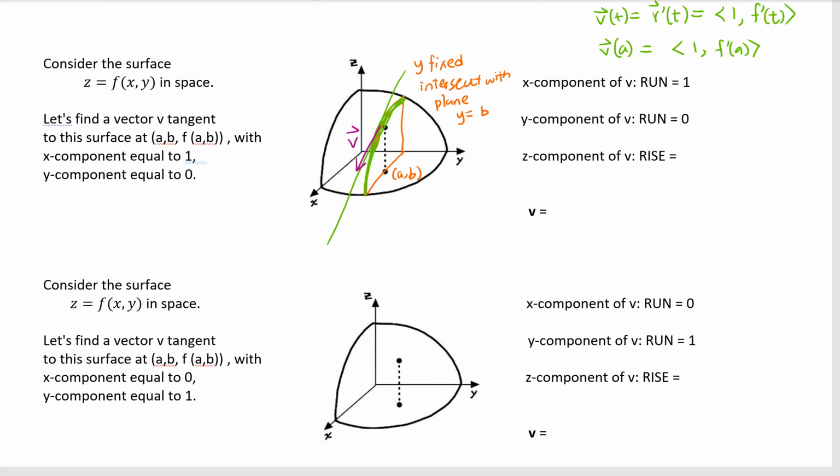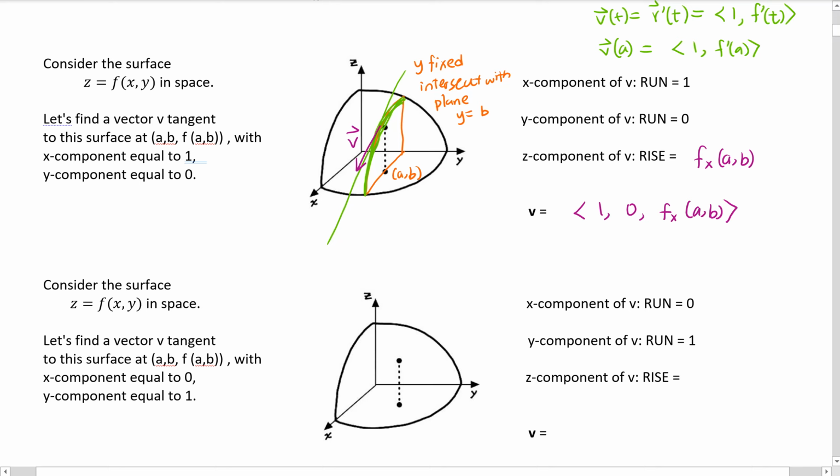So we want to have the x component equals 1, and the y component is 0. Then what is the z component? Well, this is actually partial f, partial x at the point a, b, right? Because we suppose y is fixed and we let x vary. Then what is the vector v? Well, that's going to be x is 1, y component is 0, and z is partial f, partial x, evaluated at a, b. So far so good, everybody?